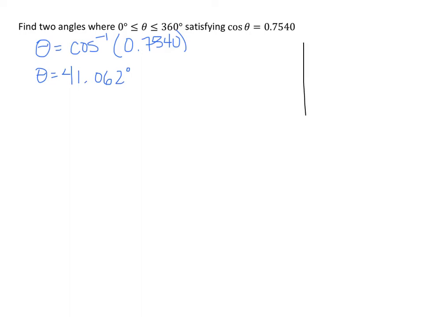To find the next angle, I'm going to rationalize through this. I'm going to think about my coordinate plane. I'm going to think about all students take calculus. So I know that the other angle has to be in the fourth quadrant. So I could sketch that wherever in the fourth quadrant.